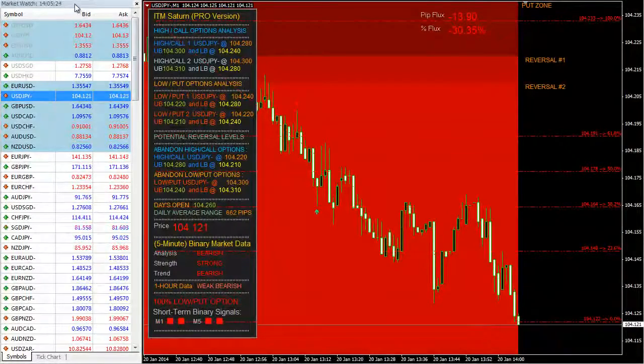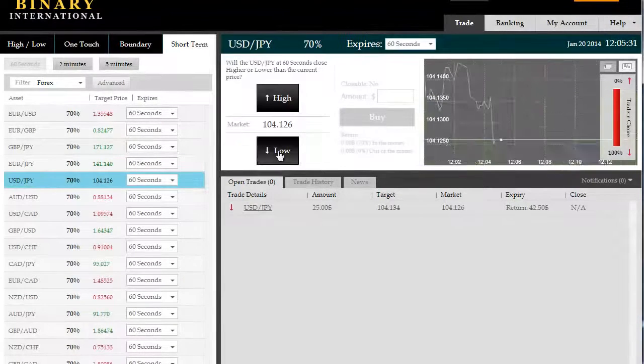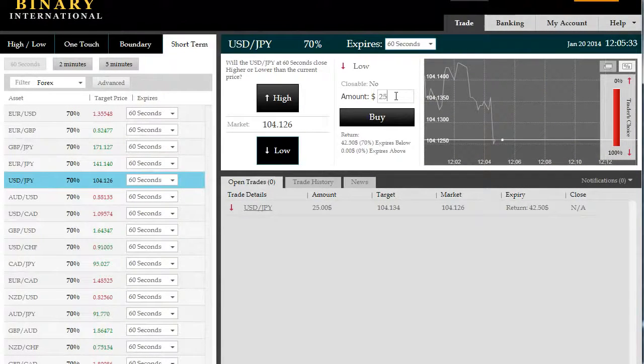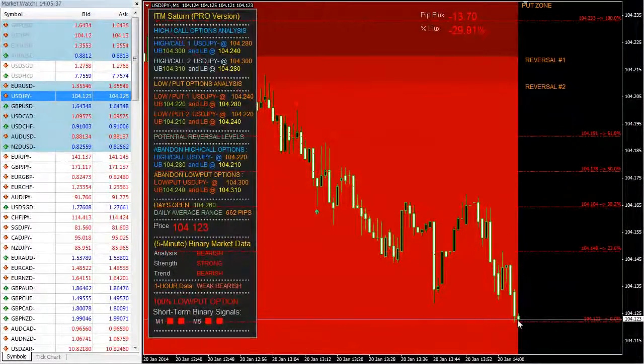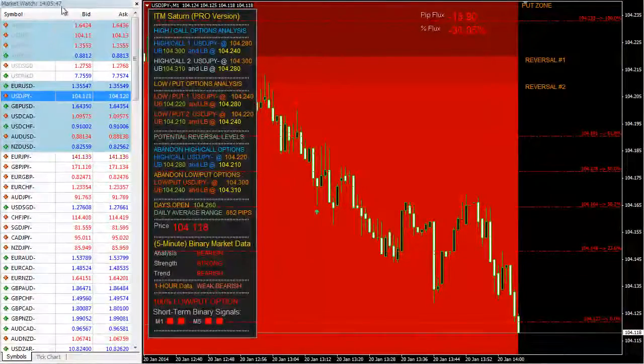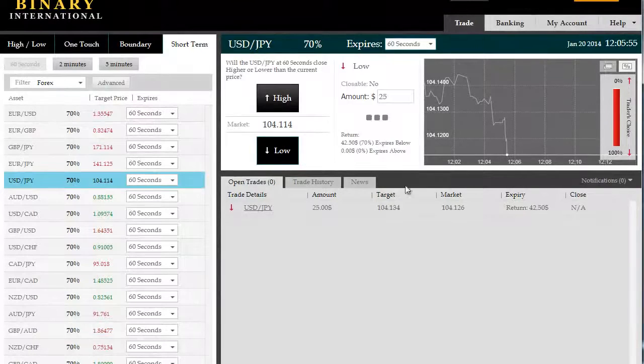Going into US dollar Japanese yen now. US dollar JPY, where are you? There we go. We're going to go short on this particular pair as well, $25 investment. Go check the chart again, make sure everything's lined up to be fully bearish. We have 100% low put option probability, both M1 and M5 time frames in our favor. So we're going to go ahead and execute a low option trade very soon. Looking at the bearish momentum there, we're going to go ahead and do that now.